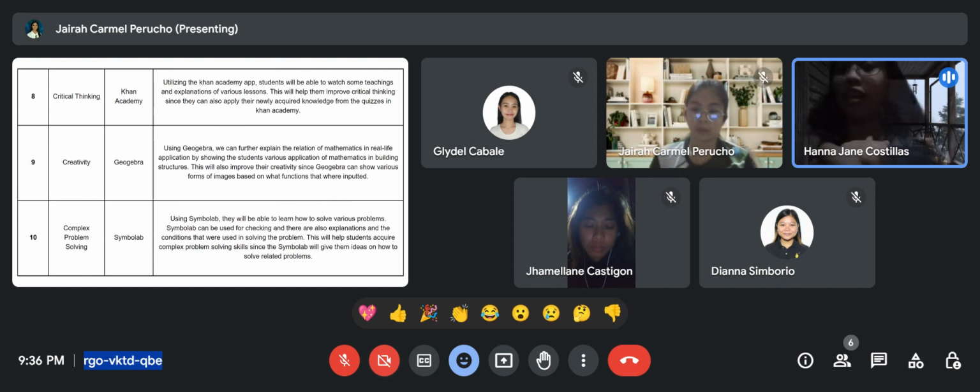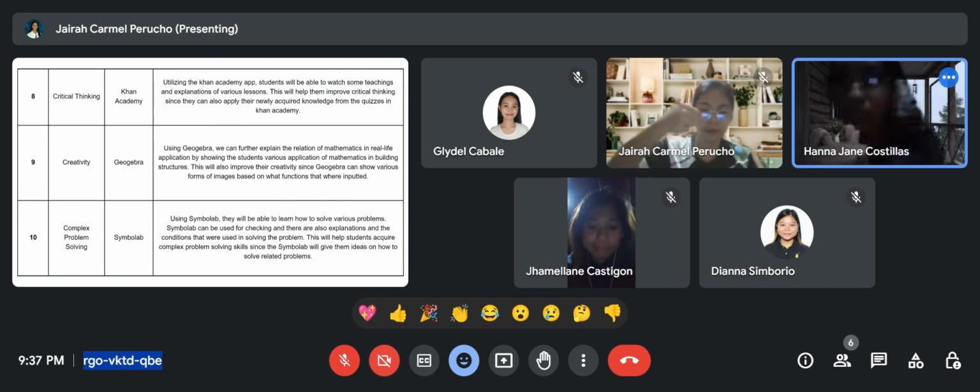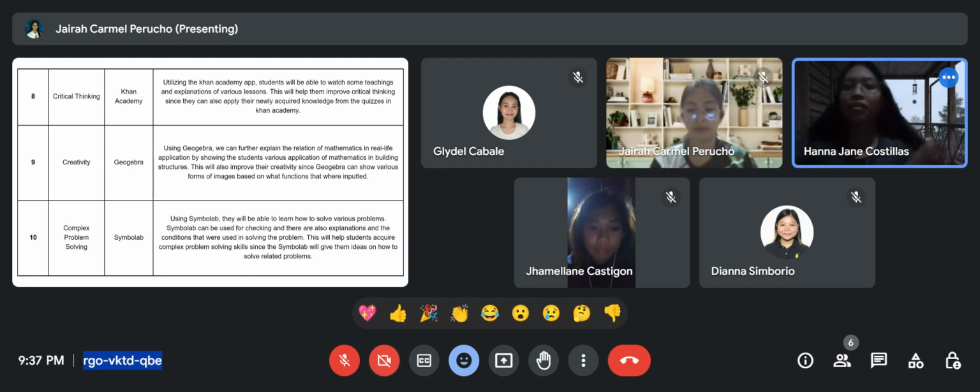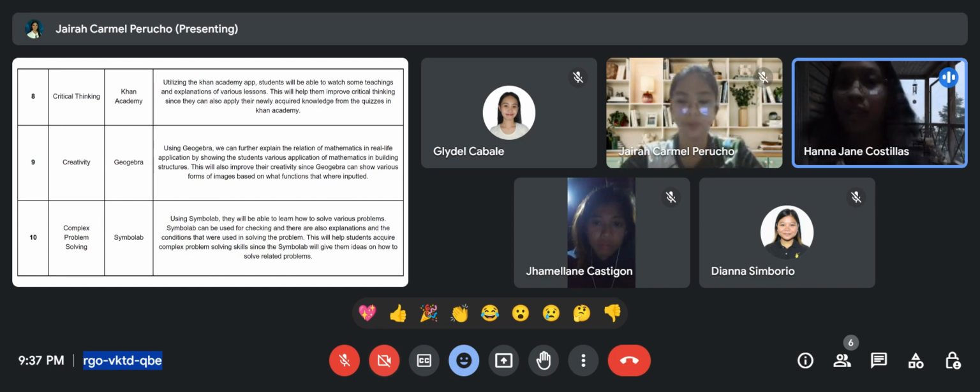Good evening, everyone. Am I clear? So for grade 8, the 21st century skill that was chosen was critical thinking, and the ICT tool that will be utilized is Khan Academy. And in Khan Academy, utilizing the Khan Academy app, students will be able to watch some teachings and explanations of various lessons.